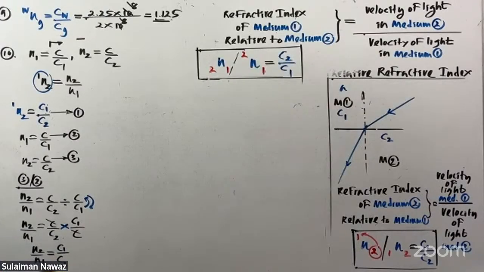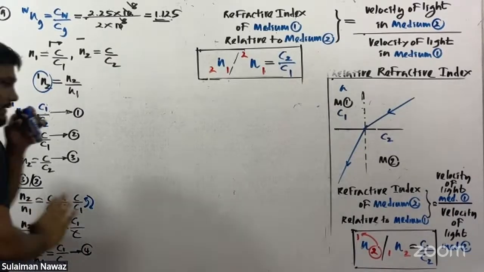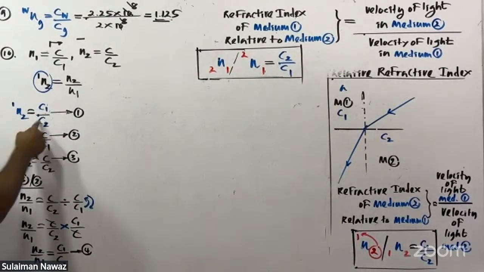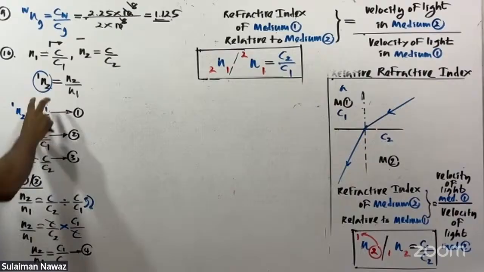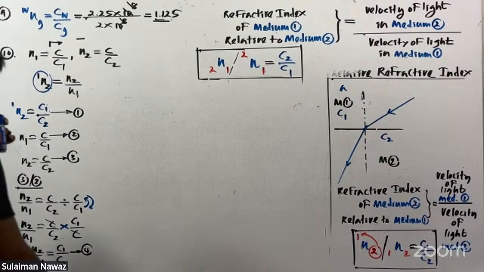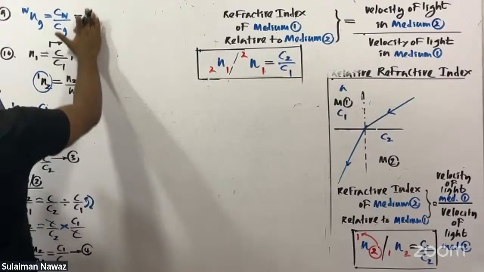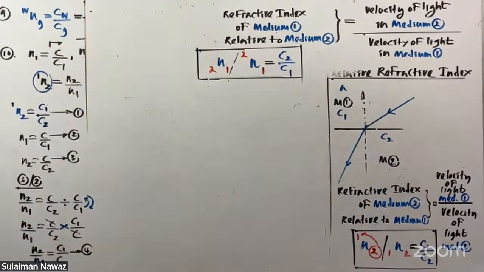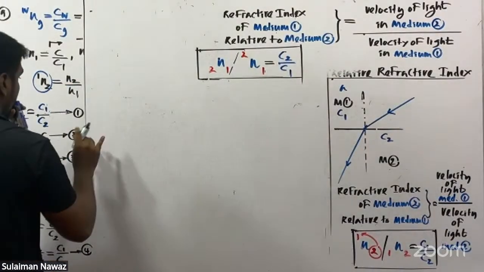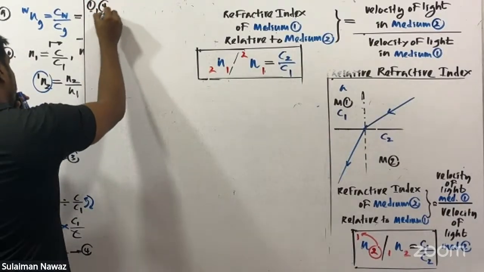I take this result as equation 4. Then shall we go back to equation 1? Instead of writing C1 over C2, I'm going to substitute N2 over N1. Therefore, finally, from equation 1 and equation 4, we can write down.